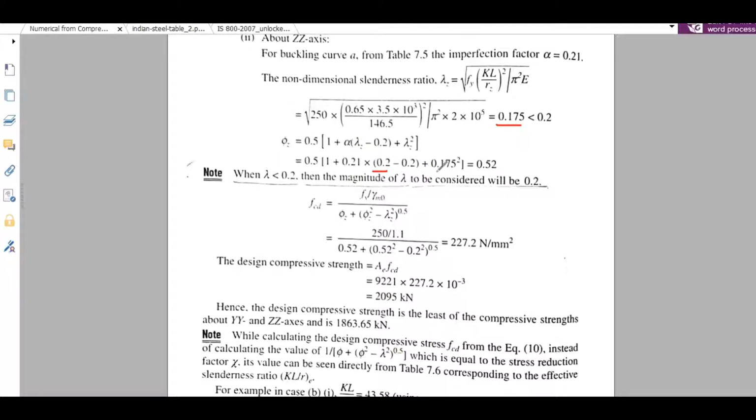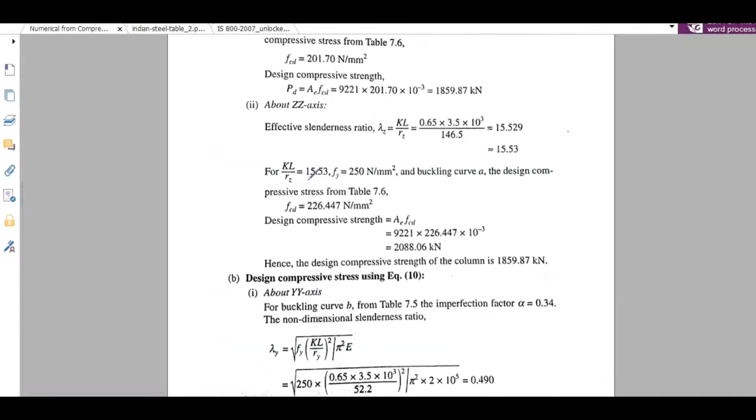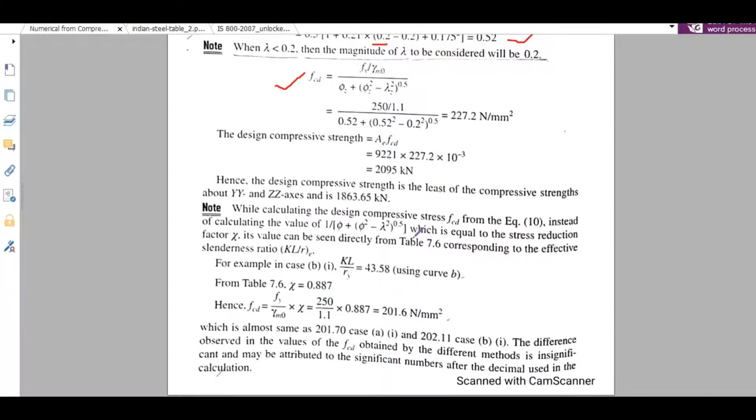Then phi z is equal to 0.52, and just put the value of phi in this equation and get the answer 227.2, and here 2095. So you can see the strength is 2095 for the z-axis, but in the previous method we got 20588. So near about same. Using these methods, you will get some different answers, but more or less they will be in the same range. Every answer is correct, so don't worry about it.